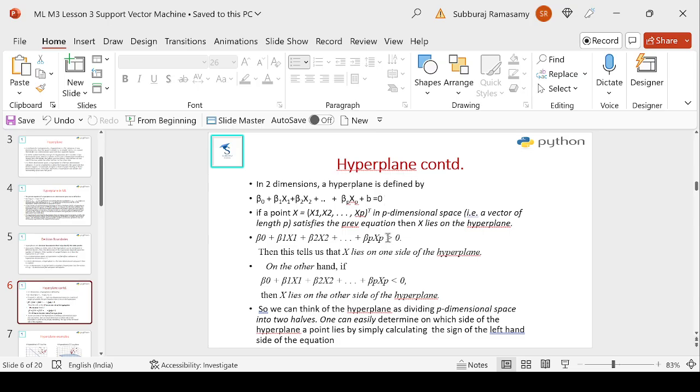If, when we sum this equation, it is greater than 0, then it lies above. If it is less than 0, it lies below. So we can think of a hyperplane as dividing p-dimensional space into two halves. One can easily determine on which side of the hyperplane the point lies by simply calculating the sign of the left-hand side of the equation. If it is less than 0, it is on one side, and greater than 0 on the other side. If it is equal to 0, then the point lies exactly on the hyperplane.